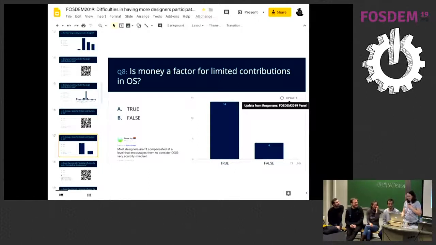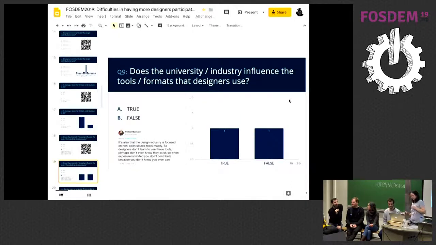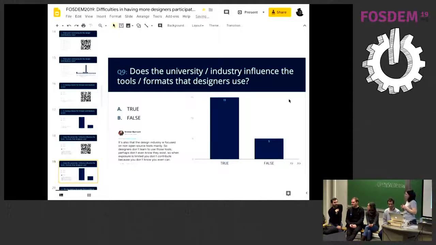Okay. The next question is if you think that the university or industry influences the tools and format that designers use. And if you want to say something about that, yeah? Absolutely. Working at Envision, we definitely worked very strongly with a lot of those programs to seed it in early. The Adobe, everyone has a student license for a reason. It's to lock them in early. And it's just a great way to get mindshare super early.